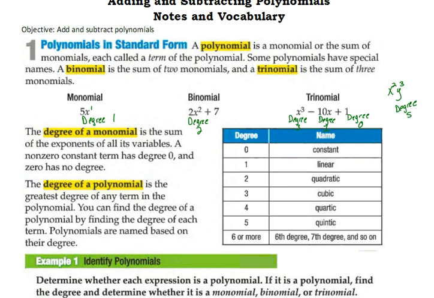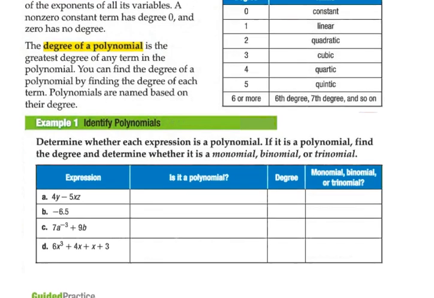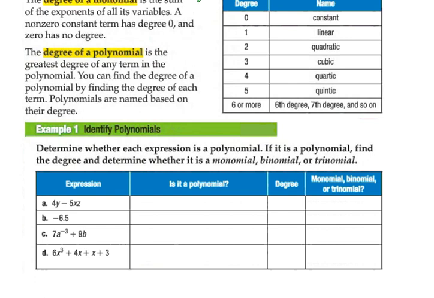But let's go ahead and look at example 1. It says determine whether each expression is a polynomial. If it is a polynomial, then we're supposed to find the degree and determine whether it's a monomial, a binomial, or a trinomial.